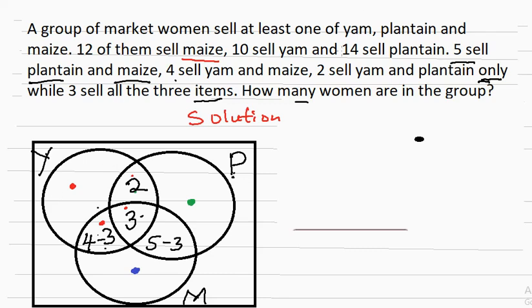So first of all, let's read through the question. We are told that 10 of them sell yam. So this is going to be equal to 10, all right? Then minus all the intersections that are connected to the circle of Y. As you can see, this point, this point, this point, they are all in the circle of Y, all right? So of course, 4 minus 3 is 1. So 1, okay, plus 3. I'm going to subtract all of them. Okay, then of course plus 2.